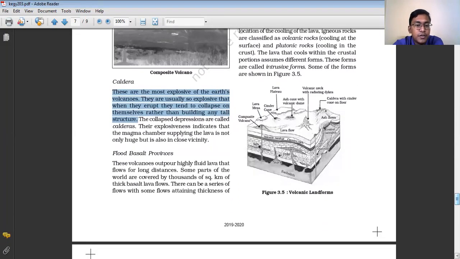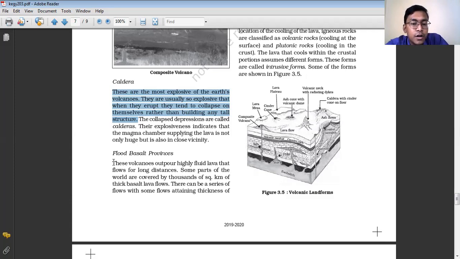Flood basalt provinces. These volcanoes output fluid lava that flows for very long distances. These flood basalt provinces are volcanic areas which have been formed because of lava which is very fluid in nature. You can say it is just like water. So these volcanoes output highly fluid lava that flows for long distances.